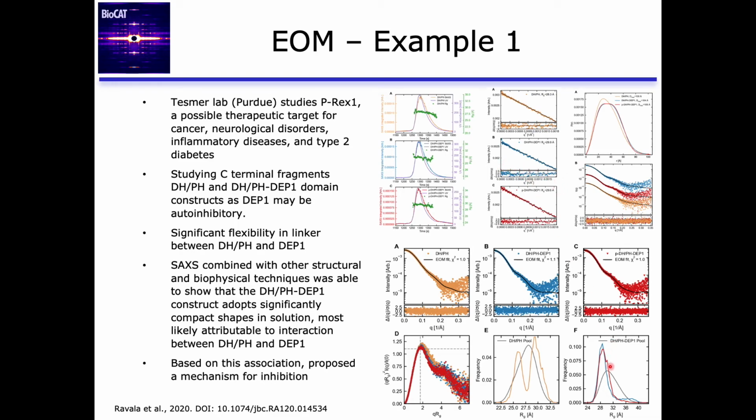What I want to draw your eye to here is the distributions for the system with the flexible linker. You can see it's generally speaking adopting significantly more compact states than the possible range of conformations in solution. Using this combined with other structural and biophysical techniques, we were able to show that it is adopting these compact states in solution, and that that's most likely attributable to an interaction between the domains, and based on this association, proposed a mechanism for inhibition. So that's a fairly standard use of EOM.